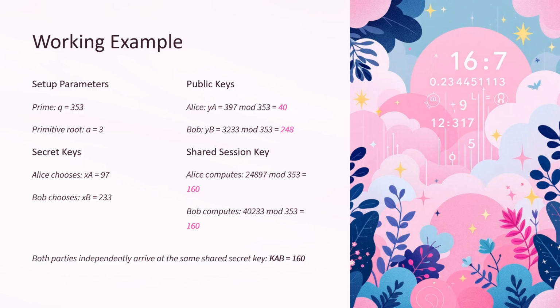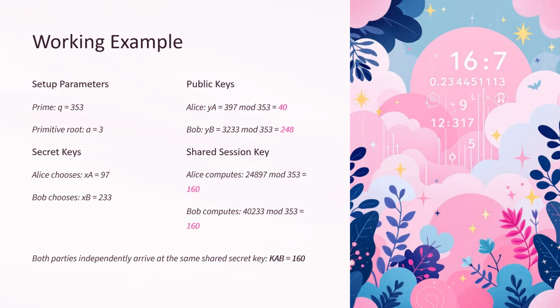Working example. Let us look at a simple example to understand the process. First, both users agree on public parameters. Prime number q equals 353 and primitive root a equals 3. Next, Alice chooses her private key XA equals 97 and Bob chooses XB equals 233. They compute their public keys. Alice calculates YA equals 3 to the power of 97 mod 353 equals 40. Bob calculates YB equals 3 to the power of 233 mod 353 equals 248.